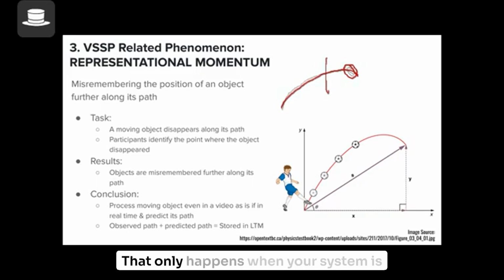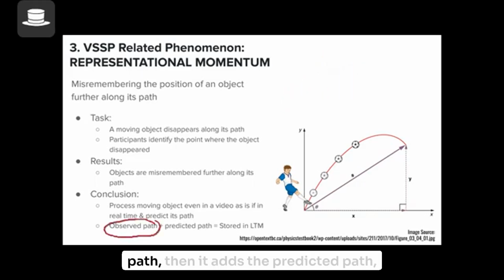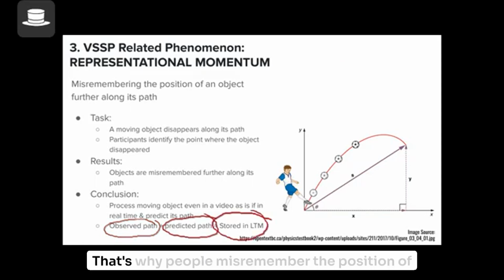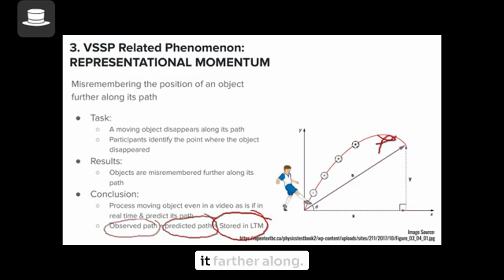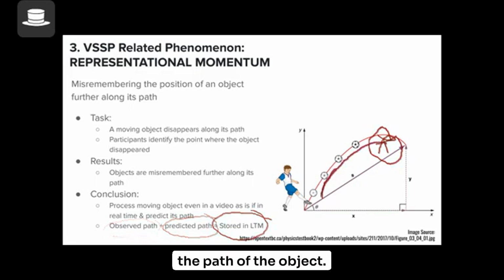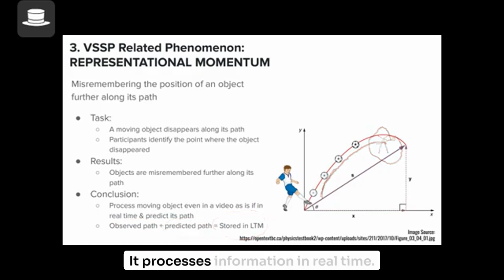That only happens when your system is processing as if you are a part of the system. So what VSSP does is it stores the observed path, then it adds the predicted path, assuming that you're gonna interact with it, and stores both. That's why people misremember the position of it further along, and not just further along, but further along the path of the object. This is called representational momentum. This is one reason why VSSP is embodied. It processes information in real time.